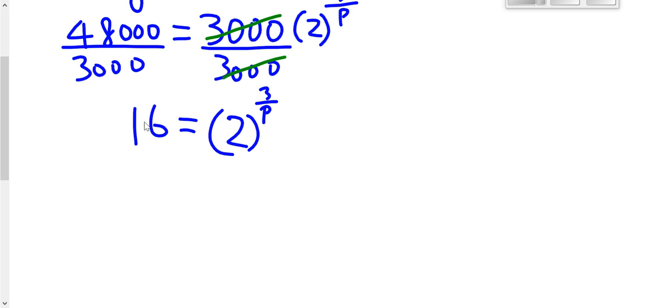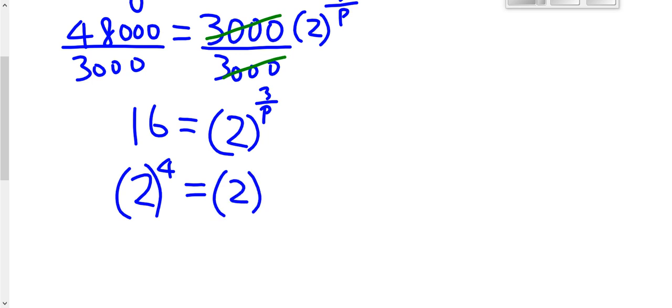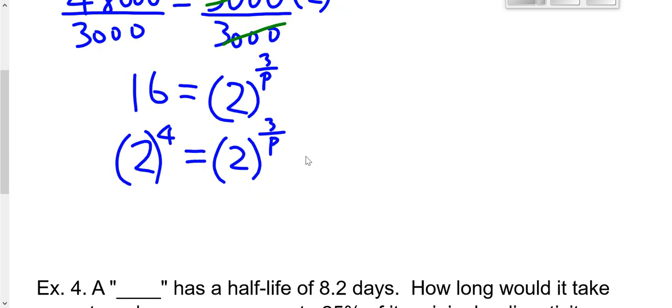So let's rewrite 16 in terms of base 2. Okay, so 2 raised to the power 4. You call triple 2, that gives you 16. And then right hand side, I'll put the brackets so that the two sides look the same. Okay, now we have the same base on both sides. So what can we do? We can drop the base. So that means 4 is equal to 3 over P.